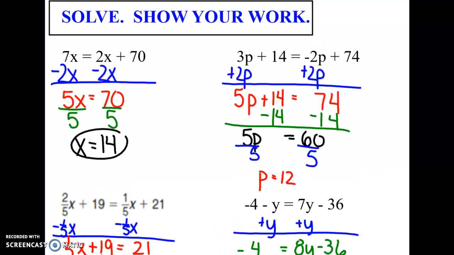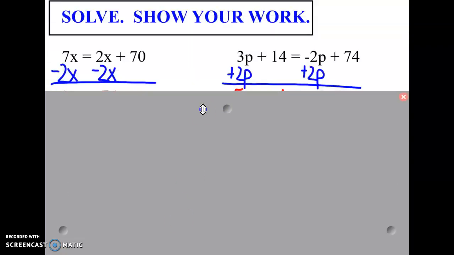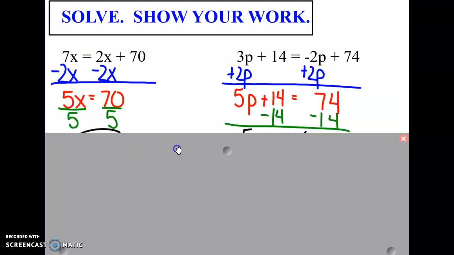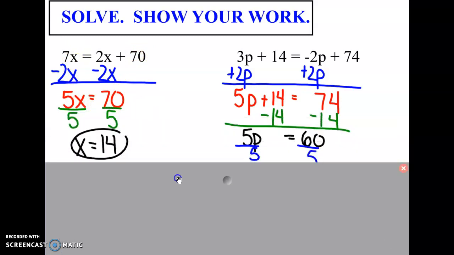Okay, here we are back. I'm going to show our steps here step by step. On the first one, we first of all should have subtracted 2x from both sides, a negative 2x. Subtracted 2x or added a negative 2x. When we do that, we'll have 5x is equal to 70. To undo multiplying by 5, we're going to divide by 5. And our solution, the first one should be x is equal to 14.